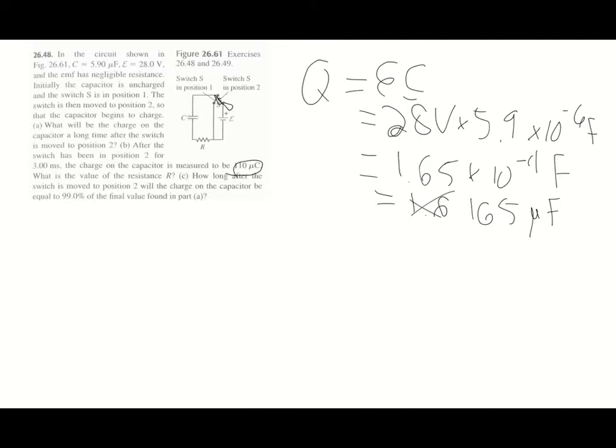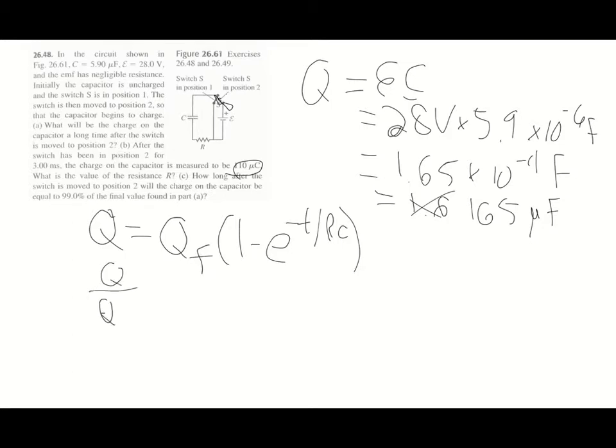For a charging capacitor, the charge is going to be equal to the final charge, whatever the charge is going to be at the end, times 1 minus E to the negative T over RC. We're going to approach that as we go. And we're fortunate because we know both of these things. We're going to move those around. So we're going to say Q over Q final equals 1 minus E to the negative T over RC.